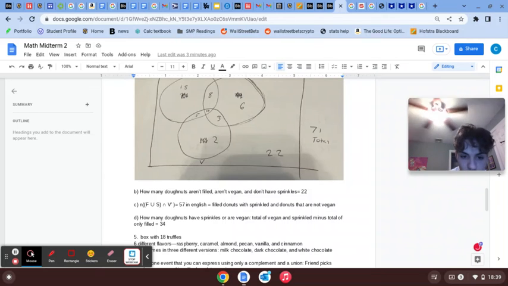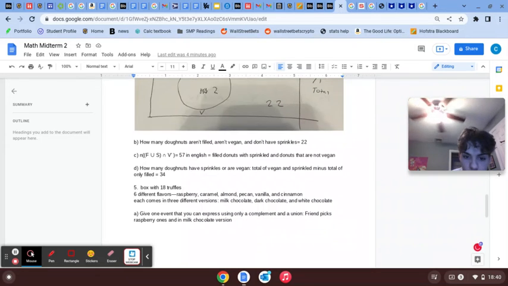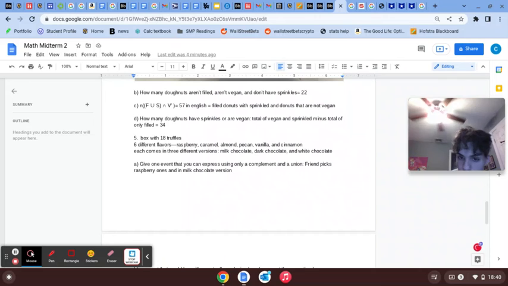vegan, 57. How many donuts have sprinkles or are vegan? To get that, we got the total of vegan and sprinkled minus the total of only filled, and that was 34. Moving on to number 5, box of 18 truffles, 6 different flavors. Each comes in 3 different versions. So give one event that you can express using only a complement and union. This would be that a friend picks a raspberry truffle, and one in a milk chocolate version.